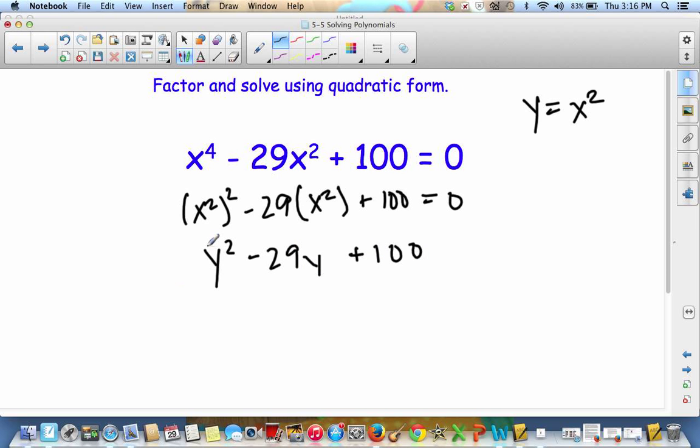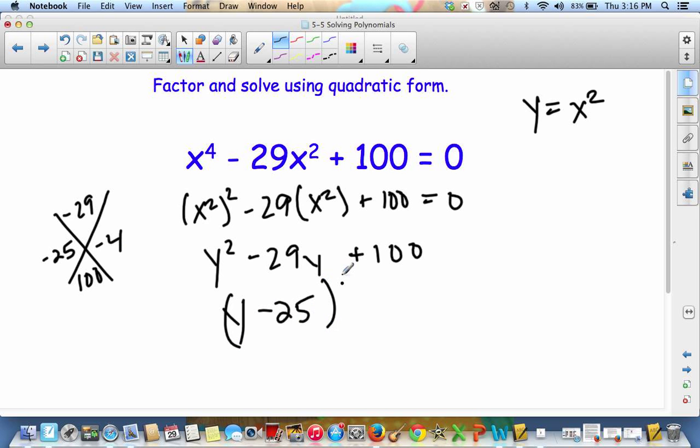The leading coefficient is 1, so we can go ahead and use the Argyle method. So we have negative 29 and 100. What two values, when you multiply them, you get 100, and when you add them together, you get negative 29? Sorry, it's the end of the day. My brain is not here. So negative 25 and negative 4, so we have y minus 25 and y minus 4 equals 0. So y equals 25, and y equals 4.